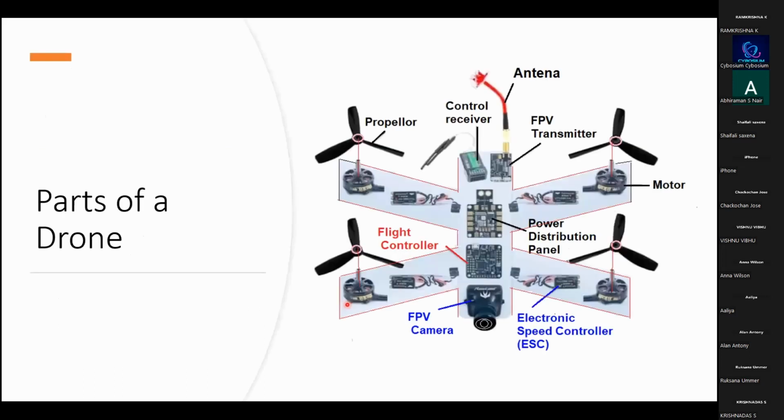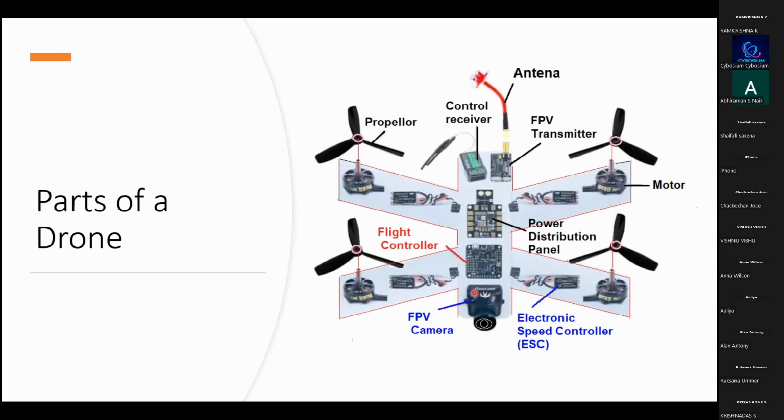So now if we talk about the parts of a drone, here you can see there is a propeller, and the motors where the propellers are connected: four props, four motors. I am showing the parts of a quadcopter. Then there is an ESC, called electronic speed control. Then we have our flight controller and the camera.